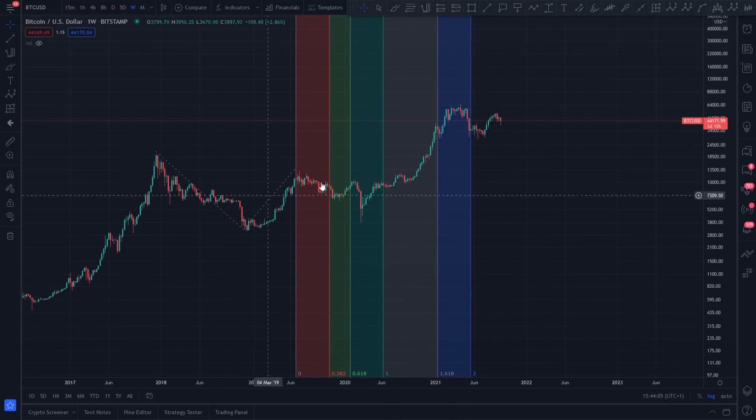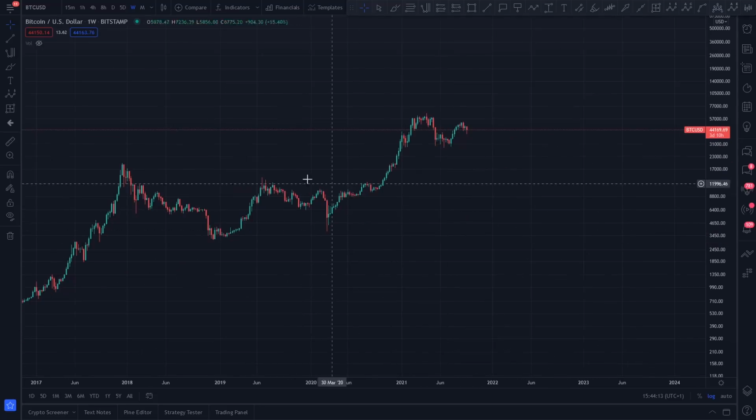So the 0.382, and you can see it's pretty accurate in calling this particular top within the blue band towards a 2 right there. So what I'm going to do right now is from this high to this low and to this high, and see what it shows me. Okay, like we've just done there.